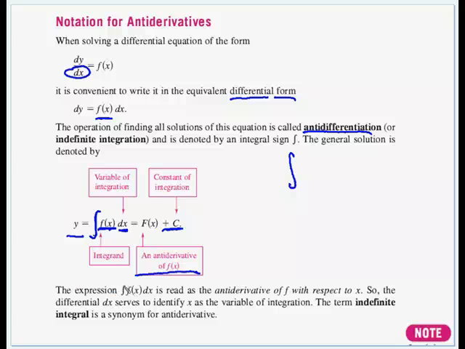The expression right here, when we read that in English, is the antiderivative of f with respect to x. So the differential dx serves to identify x as our variable of integration. The term indefinite integral is a synonym for antiderivative. Exact same thing.